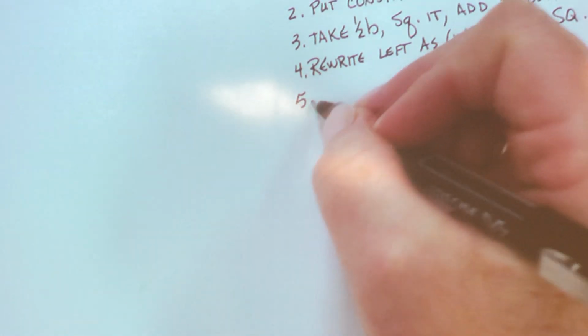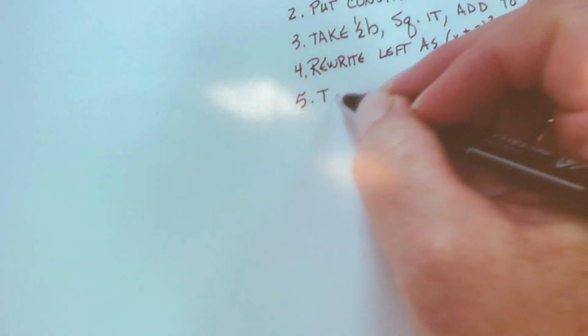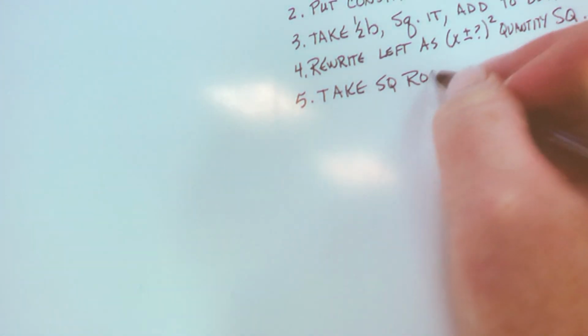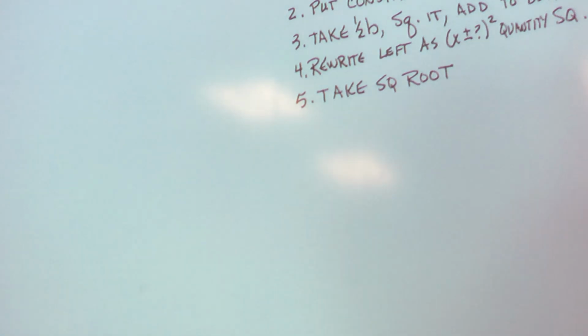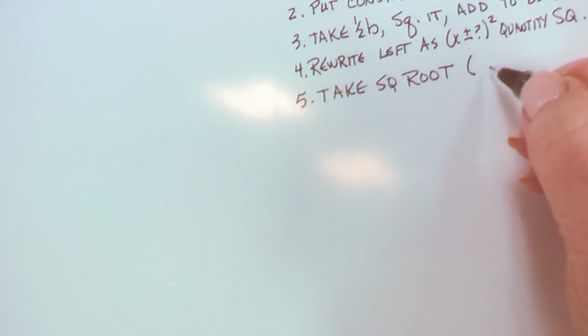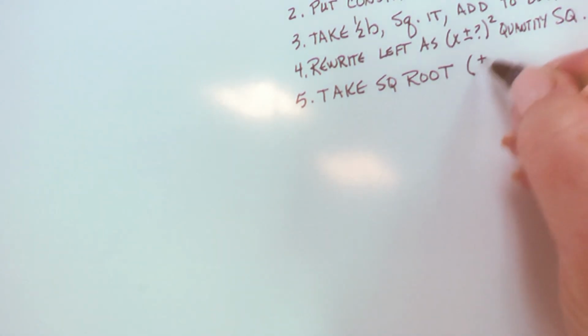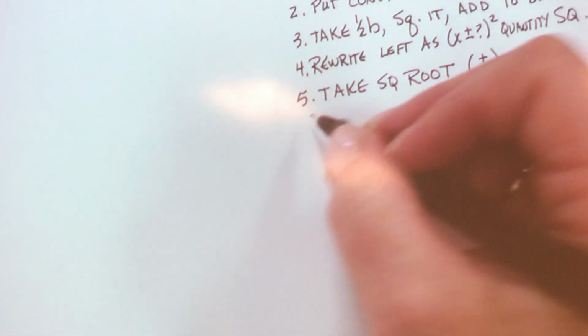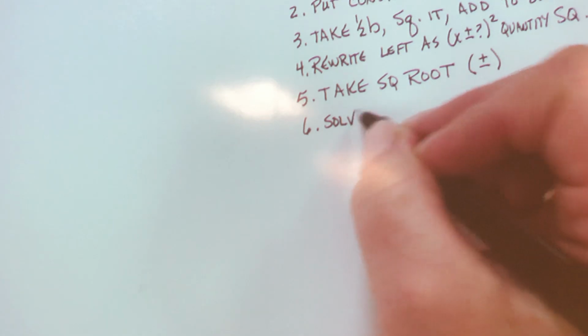Number 5, you're going to take the square root of both sides. What do I need to remember when I take the square root? Plus or minus. Yeah, the plus or minus. That's what we keep forgetting, so we have to make sure we get that in there. And then number 6, we're going to solve for x.